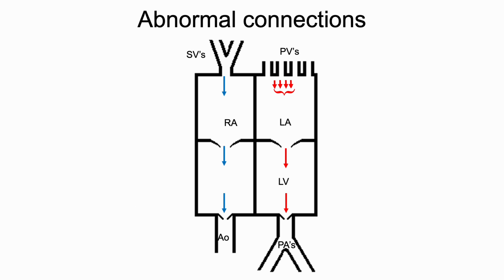And this is an example of abnormal connections, where on the right side you have systemic veins bringing in blue blood, going into the right atrium, going into the right ventricle, but instead of going to the pulmonary artery, it's going out to the aorta. And on the opposite side, the left ventricle is going out to the pulmonary artery. So this is transposition of the great arteries, which with these abnormal connections results in a completely desaturated baby.